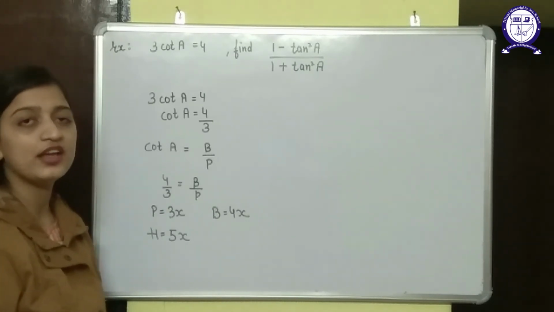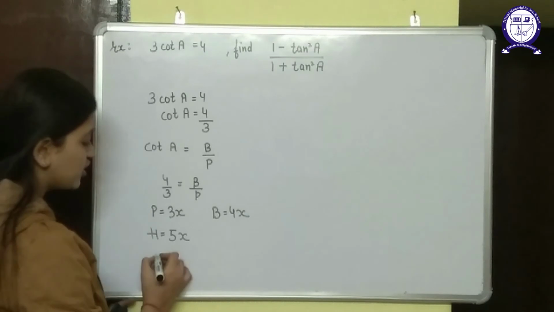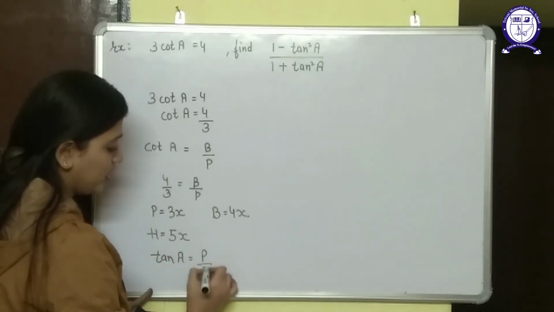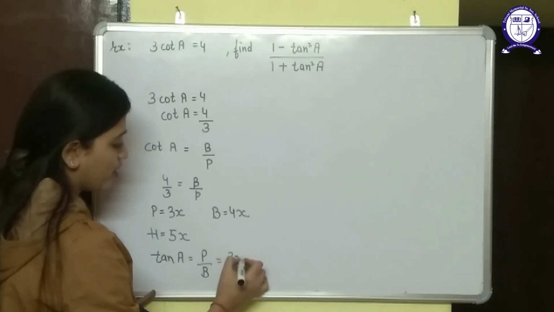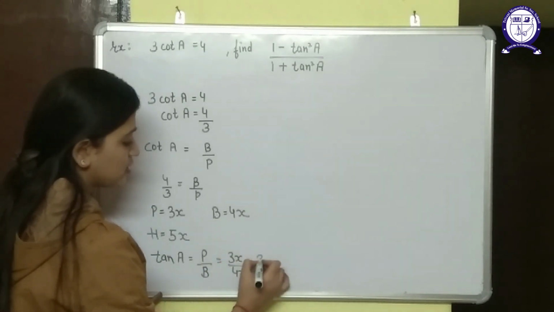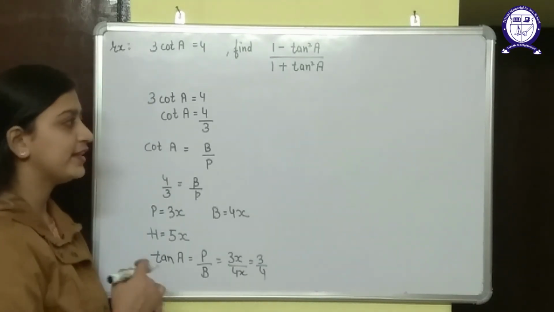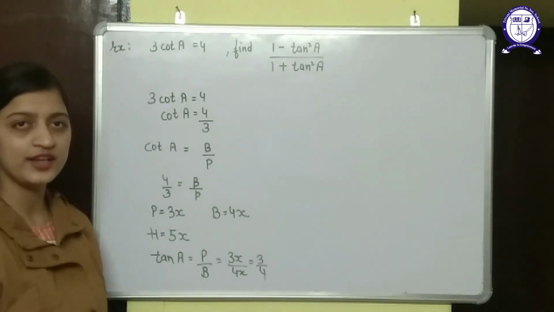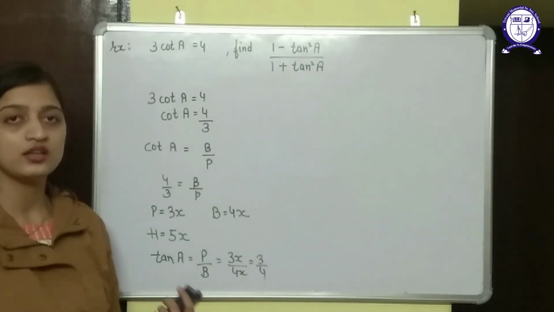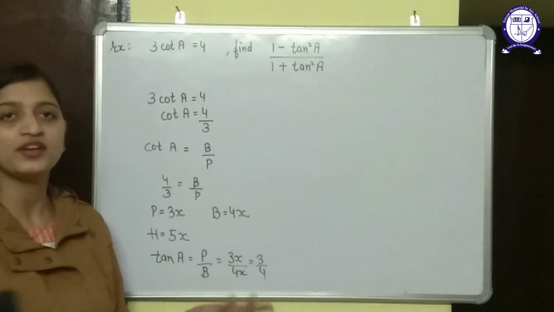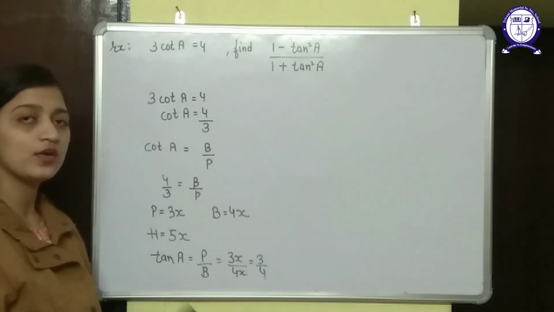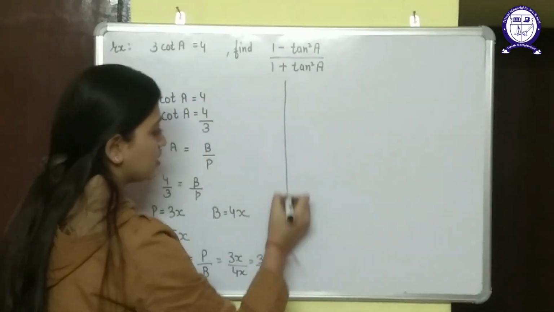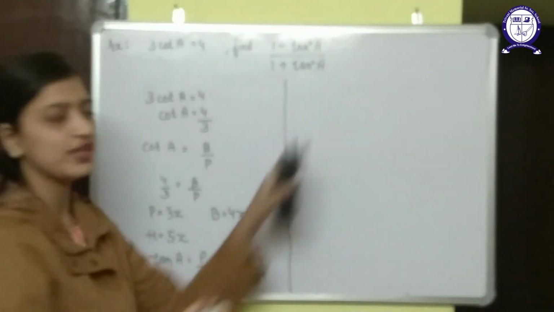Now I need to find the value of 1 minus tan square A upon 1 plus tan square A. So I only need the value of tan A. So I will just find the value of tan A. This is P upon B. So this is 3x upon 4x. That is 3 upon 4. I don't need to find any other ratio because the question doesn't ask me to find that value. If the question has some terms based on sine A, cos A, then we will find that ratio also. Now in this question, I only need the value of tan A, so I am finding only tan A. Now I will just put this value of tan A in the question. How?